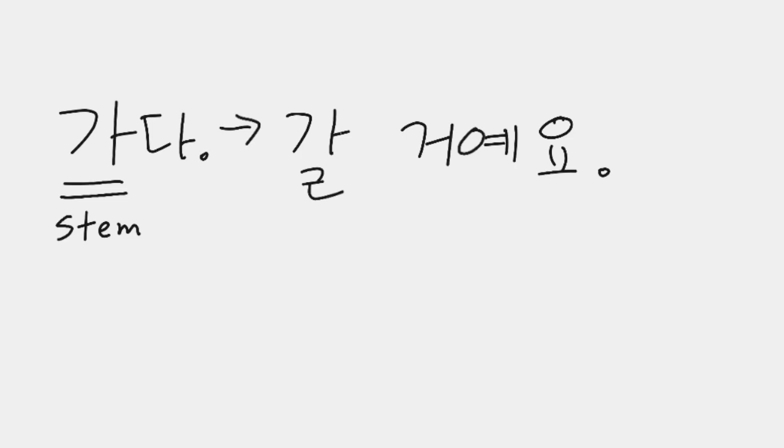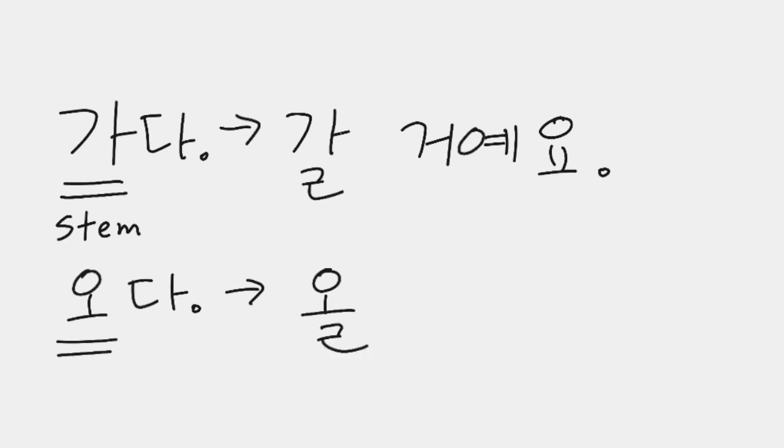Let's do one more. 오다. To come. Using the stem 오. Add ㄹ. And then add 거예요. 올 거예요. Will come. Going to come. So next one we're gonna do when the verb stem has a final consonant, 받침.